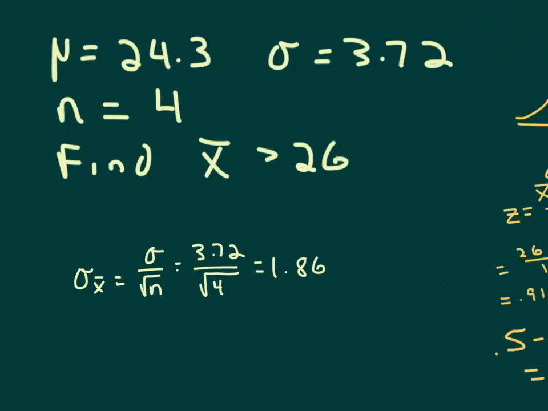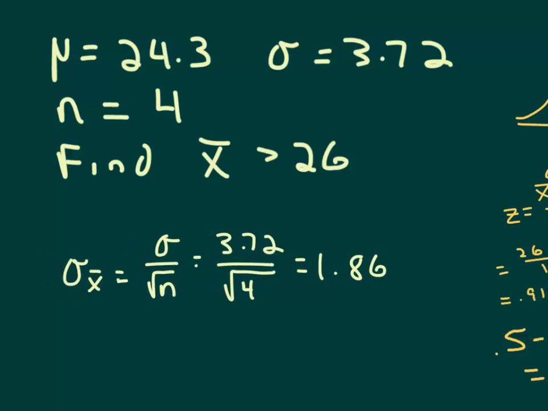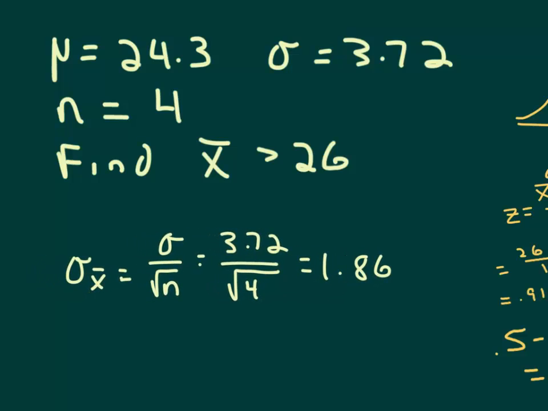So, crucial step, make sure this is the sampling distribution of x bar. So the standard error of that sampling distribution is equal to the population standard deviation divided by the square root of n. This is all related to the central limit theorem here.